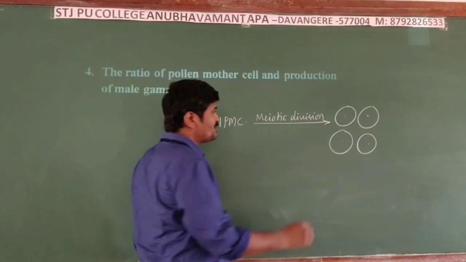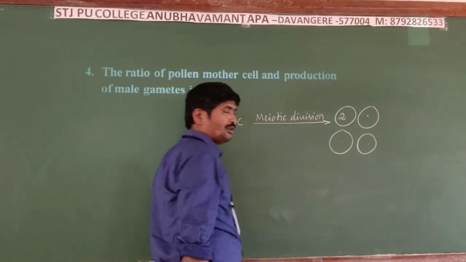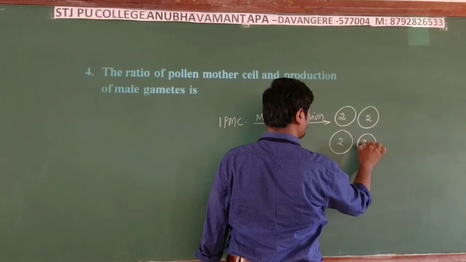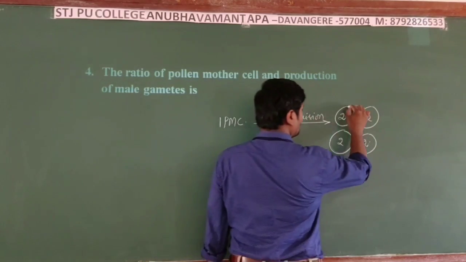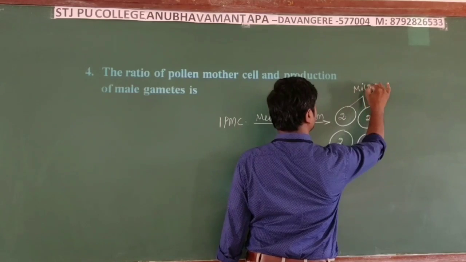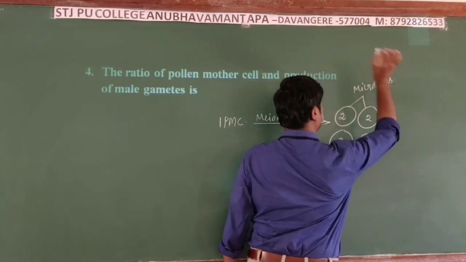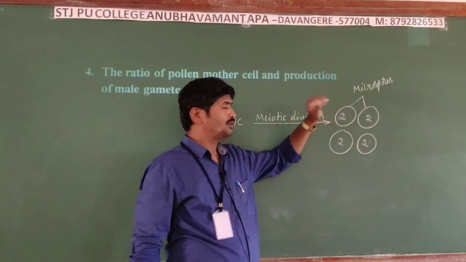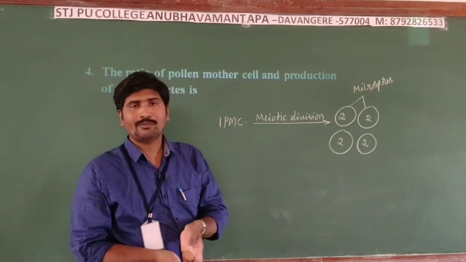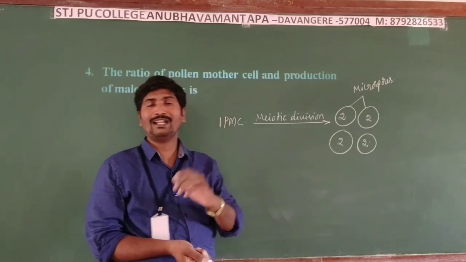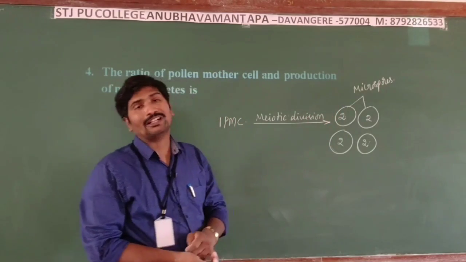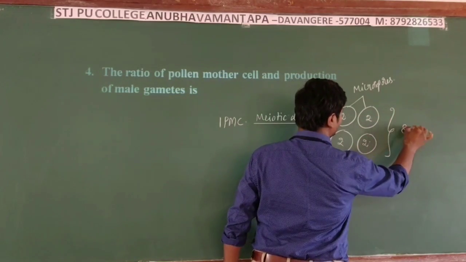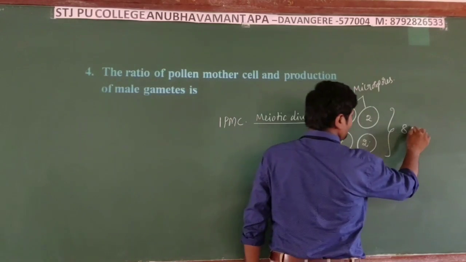In each pollen grain, how many male gametes are there? Two male gametes. Two, two, two, two. These are the microspores. Each microspore is the first cell of the male gametophyte. That is nothing but pollen grains. Total how many? 8 male gametes.